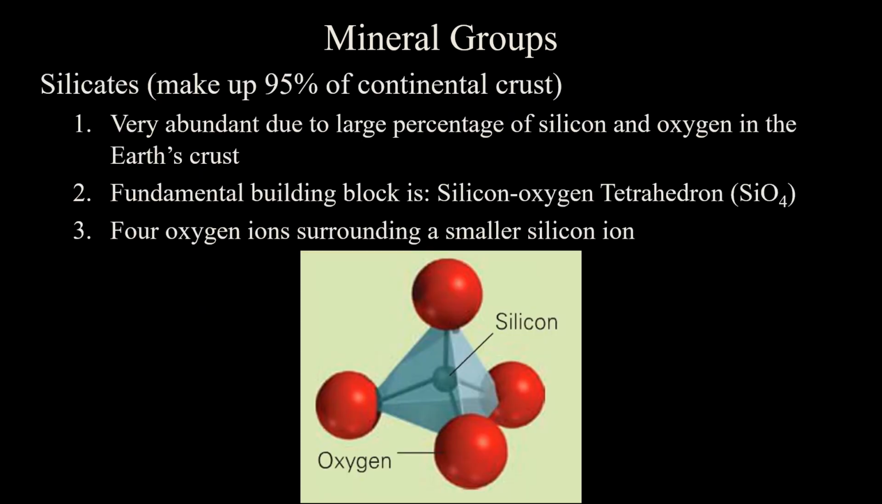A silicate is a mineral group that is essentially made of a silicon atom that is surrounded by 4 oxygen atoms. We call it the silicon oxygen tetrahedron, SiO4, and it's the fundamental building block of essentially the entire mantle and about 95% of the continental crust. So it's very abundant in the percentages of the planet, and the Earth's crust is very abundant in silicon and oxygen. So it should make sense that this becomes the fundamental building block of essentially most of the mineral groups that make up the mantle and the crust.